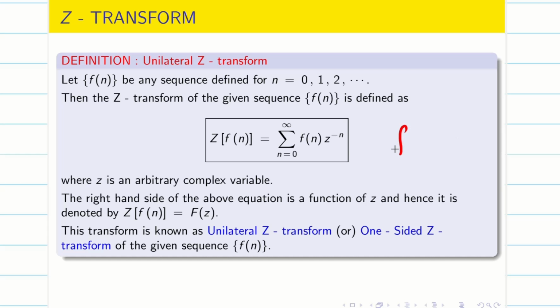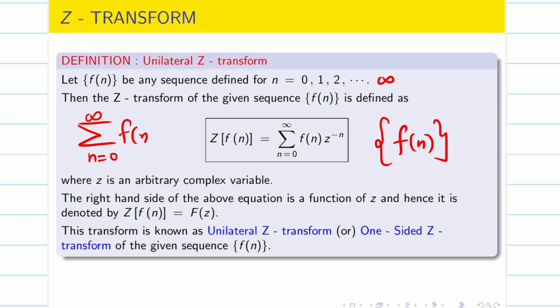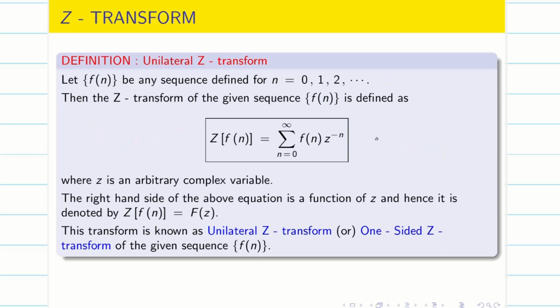Now let us take a function f of n. It is going to be a sequence, first of all, defined over n equal to 0, 1, 2 up to infinity. Then the Z transform is defined as summation n equal to 0 to infinity f of n into z power minus n. This is called the unilateral Z transform because my n values start from 0 and go up to infinity.